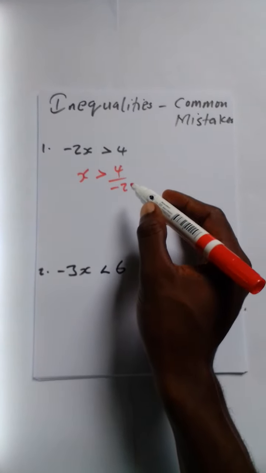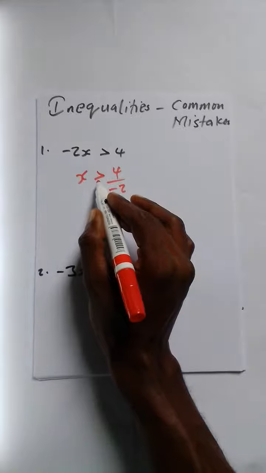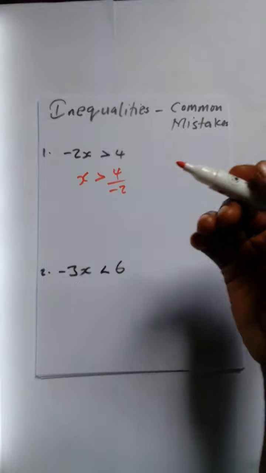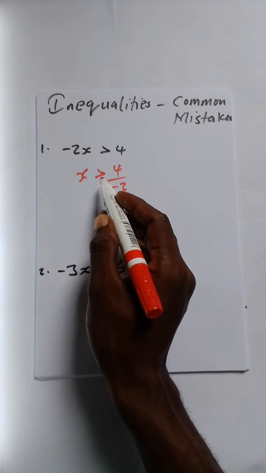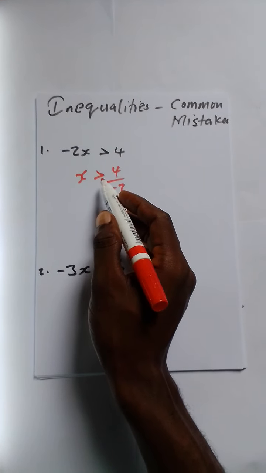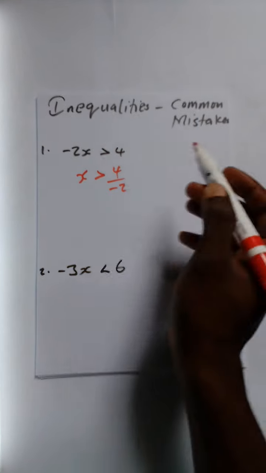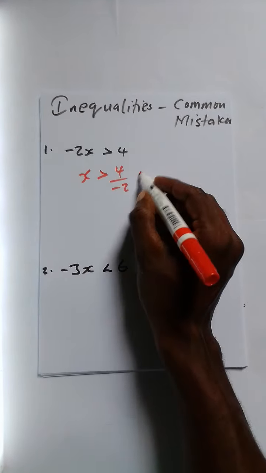In inequality situations, if it was an equation, minus 2x is equal to 4, you do it this way and write the equal to sign. But since it's not an equation, it's an inequality, what happens? The sign must change. The greater than must change to less than. So now look at it. This one is wrong.